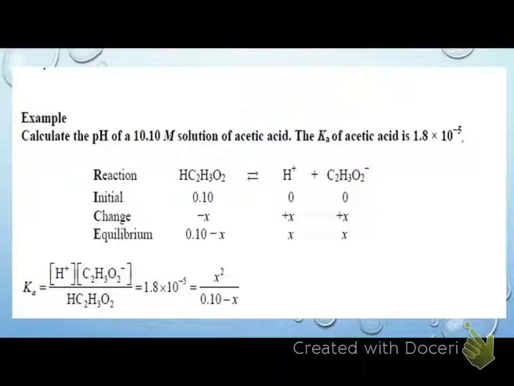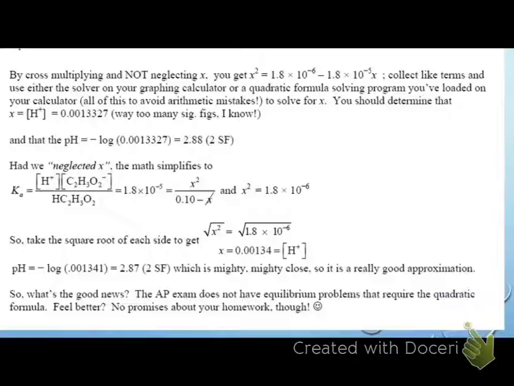So here is a different concentration this time. We got the pH of a 0.10 molar solution if we get the Ka of acetic acid. Again, by cross-multiplying and not neglecting X, you get this number. She's taking you through this process, okay? And then you get a pH of 2.88. And then the second way, if we had neglected X, we would get a pH of 2.87. So that's a good approximation.